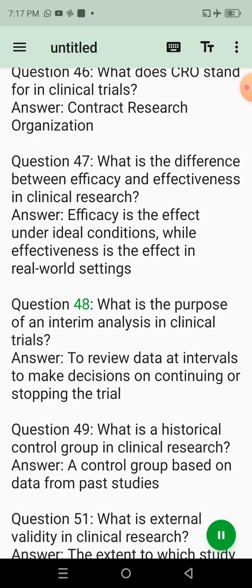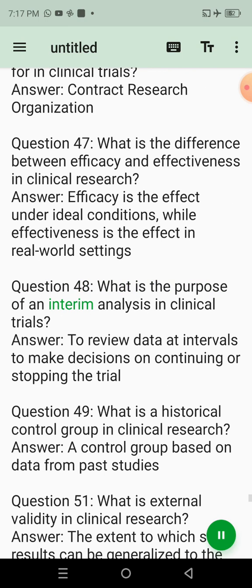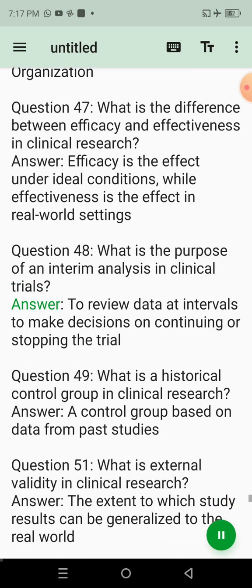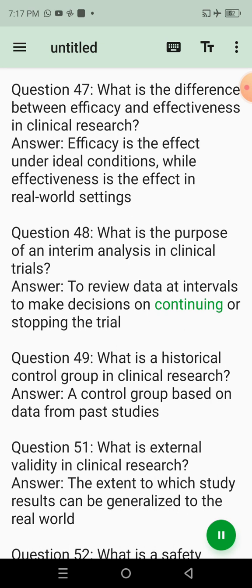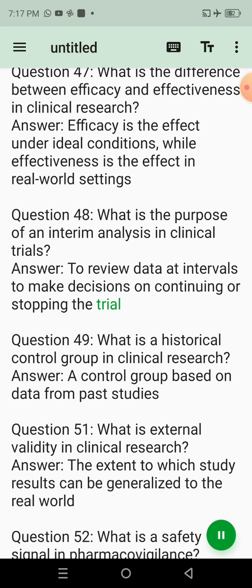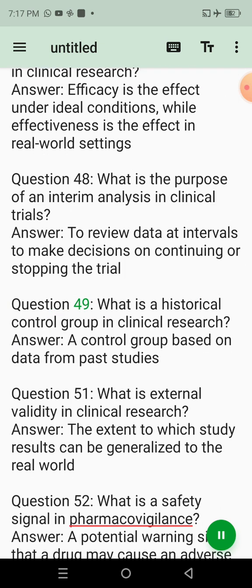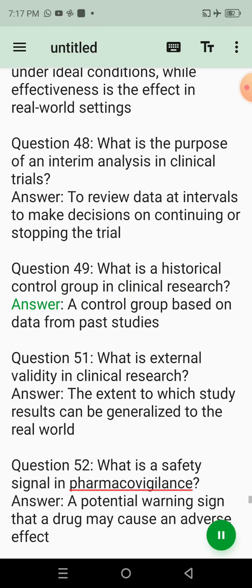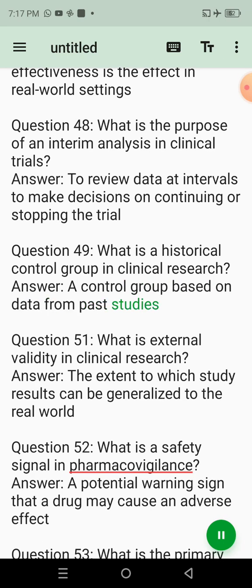Question 48. What is the purpose of an interim analysis in clinical trials? Answer: to review data at intervals to make decisions on continuing or stopping the trial. Question 49. What is a historical control group in clinical research? Answer: a control group based on data from past studies.